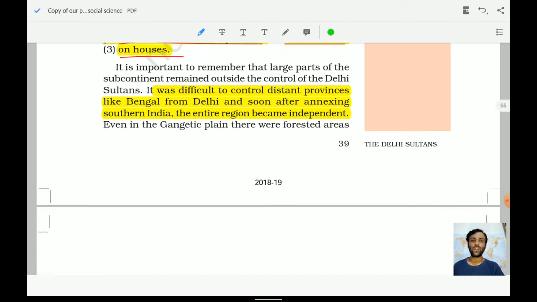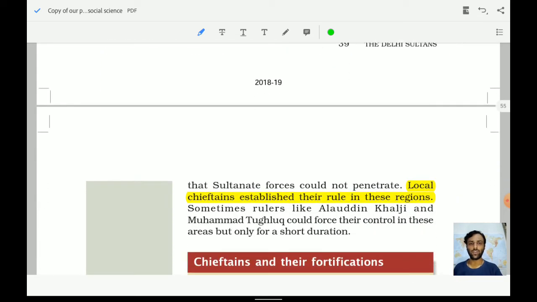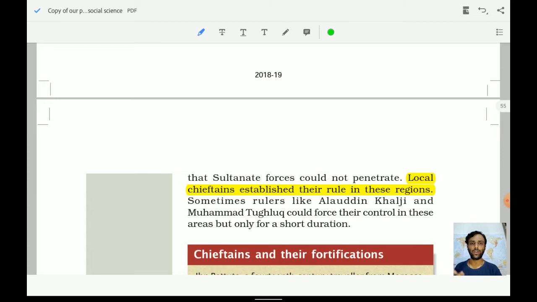It was difficult to control distant provinces like Bengal from Delhi, and soon after annexing southern India, the entire region became independent. It was a normal thing because there was a continuous threat from the northwestern part, so they never wanted to leave Delhi itself. Hence it was quite difficult to control the farthest parts of the Indian subcontinent, such as Bengal, the southern region, the Deccan. So understand this.